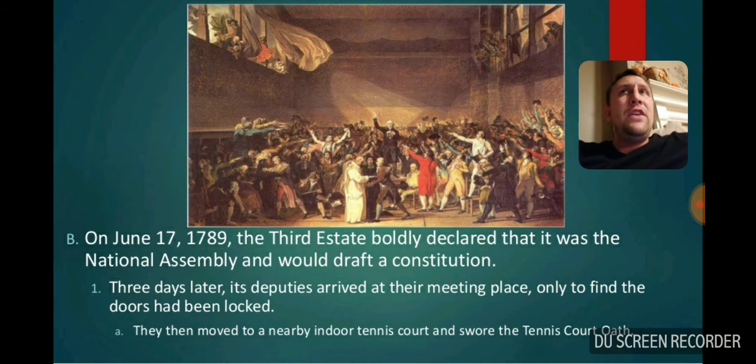They went to another room, the next largest room that they could find. It was an indoor, they call it a tennis court, but the History Channel documentary said it was like a handball court. And this is where they gave the tennis court oath. The tennis court oath is where they promised to meet no matter what the king did until they produced a new French Constitution. You can see TJ sitting down there in the middle. We'll talk about him in class.